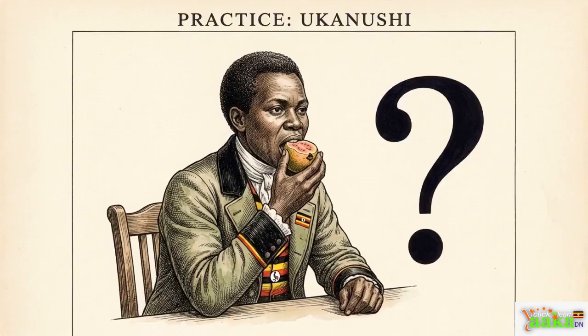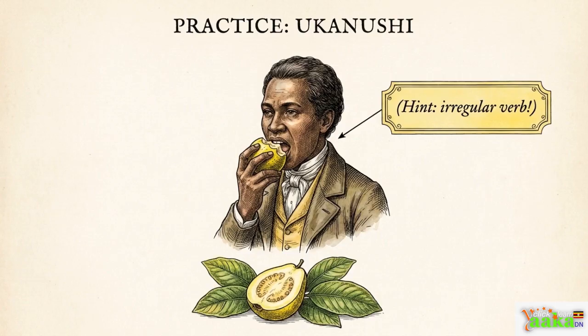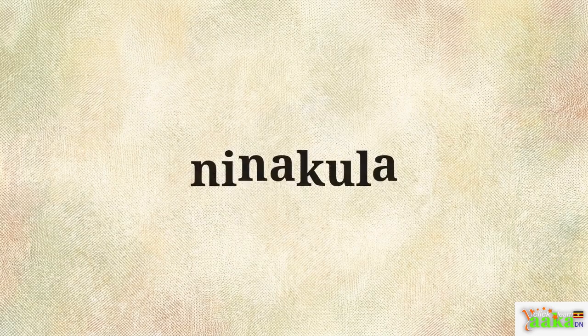Now, pause the video and try it yourself. Negate: mimi ninakula pera. I am eating a guava. Keep in mind that the verb for eating, kula, is an irregular exception. Let's check the answer. The correct negative form is mimi sili pera.